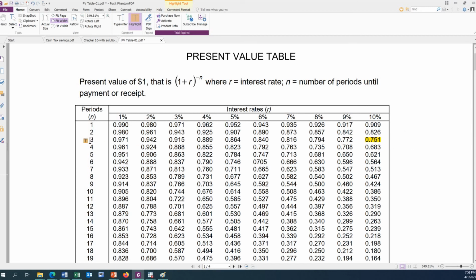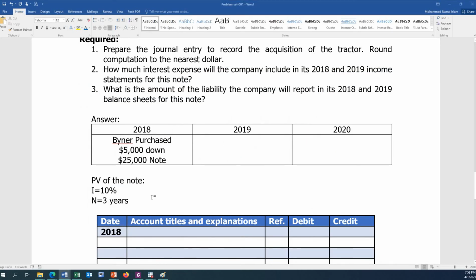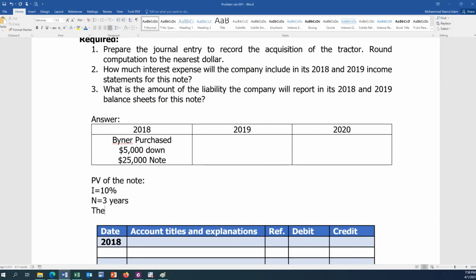Okay. So this is, let me highlight the entire row. So this is our 10%, and here N is 3. So the present value factor is 0.751. You can see that, 0.751. Therefore the present value factor from the table is equal to 0.751, correct?